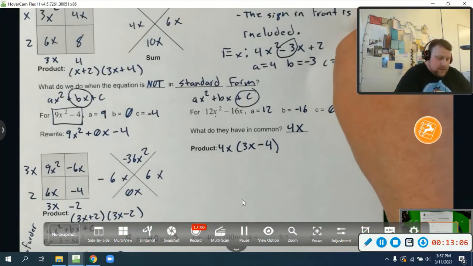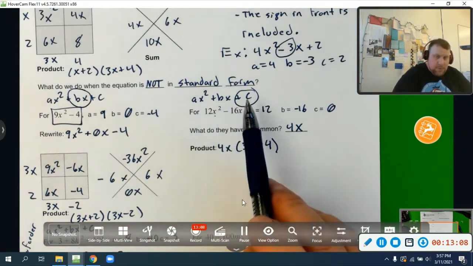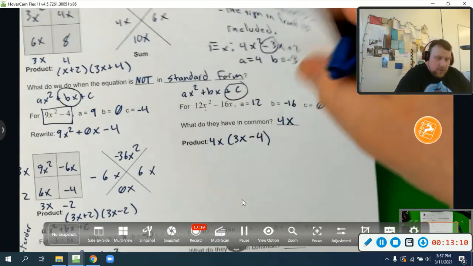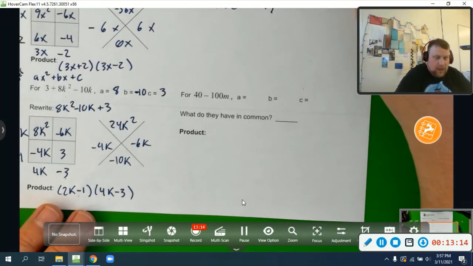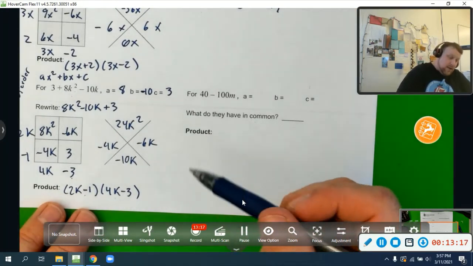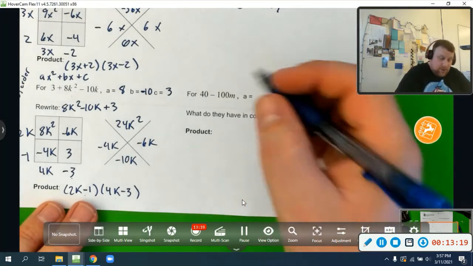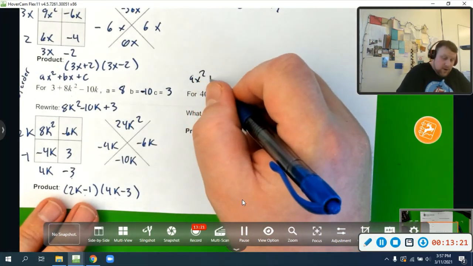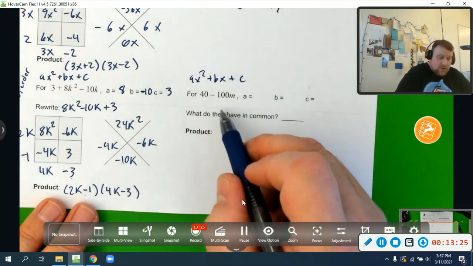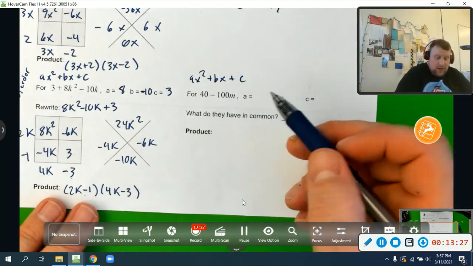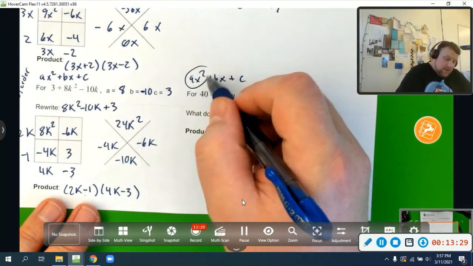Now, we have one other situation to look at. So we've looked at the situations when I'm missing the B term, when I'm missing the C term. We've looked at a situation where it's just out of order. Now, let's talk about what happens when I'm missing the ax squared term. So check this out. For ax squared plus bx plus c, do I have an ax squared term? No, there's nothing, no squared anything. So I'm missing this term.